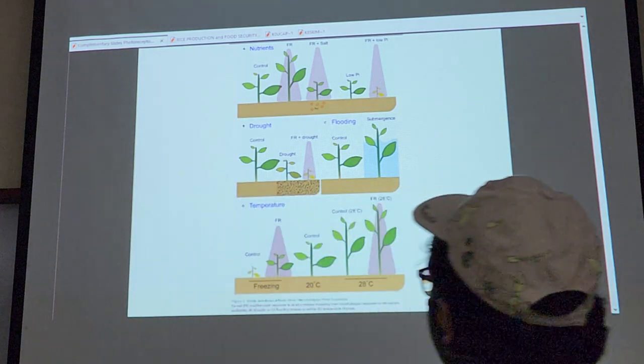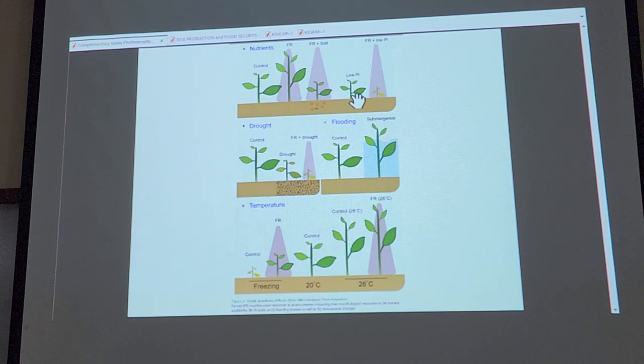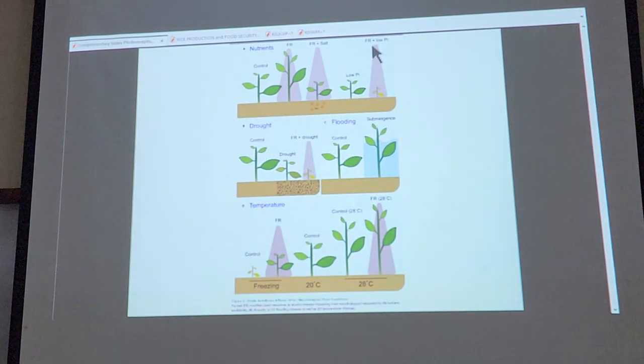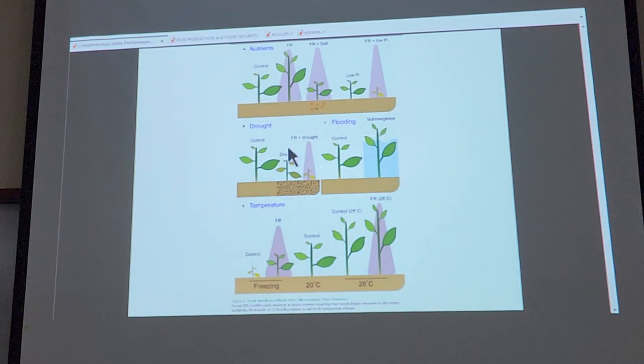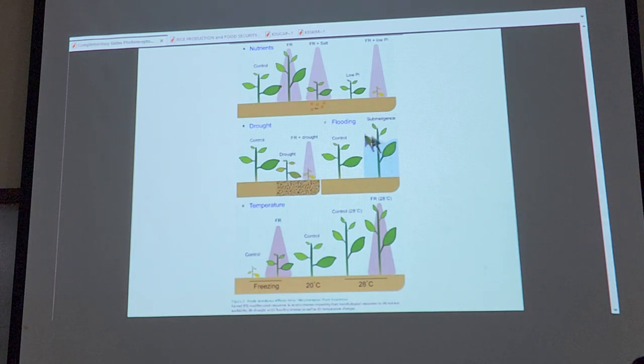All right. What about the phosphate? Low phosphate, you become a short plant. But low phosphate, then you couple with the far-red, you will kill your plant. Right? What else? Drought. It seems like far-red makes it worse. Right. What about the flooding? You see it's empty here? There's no label here? Actually, scientists do not know what happened. So this is actually an opening for research. What happens when it's flooding and then you give the far-red? People do not know. Right?